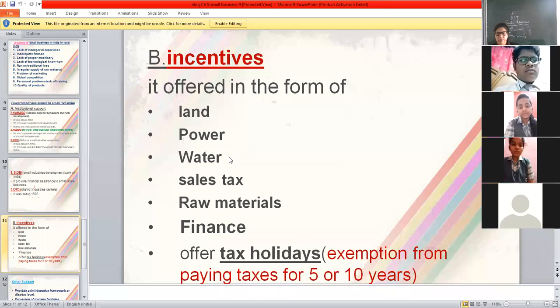In finance, if someone wants to establish a small business, the government is helping them by giving them sources of finance or help in getting finance through various sources like NABARD, SIDBI, RSBDC, DICs and various banks. Then one more thing which you should know, that the government is giving tax holidays.